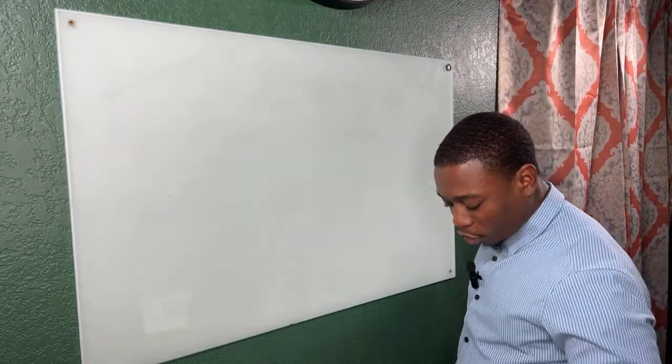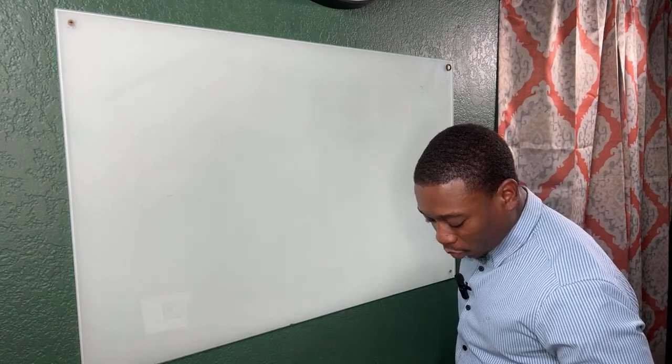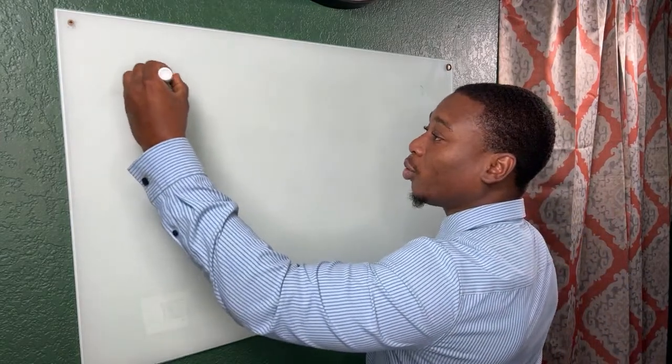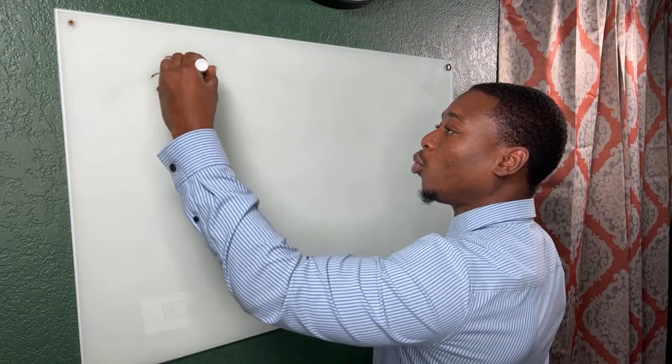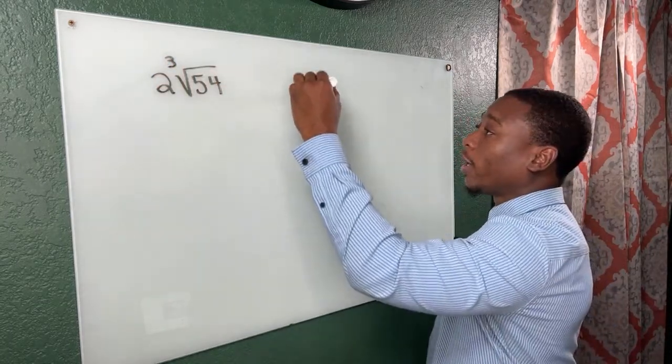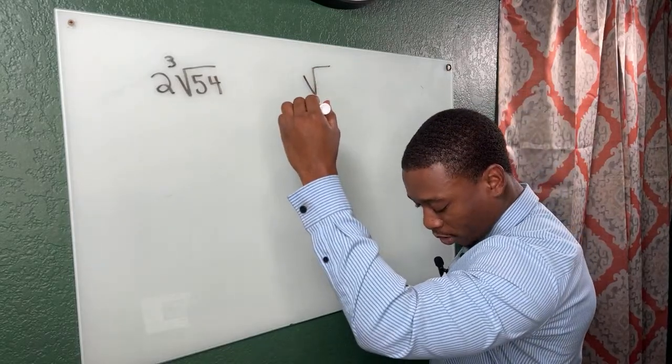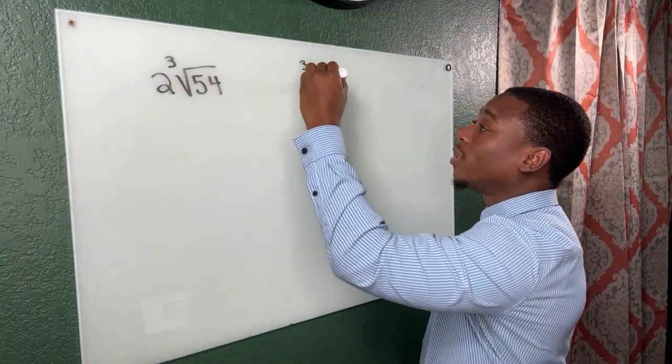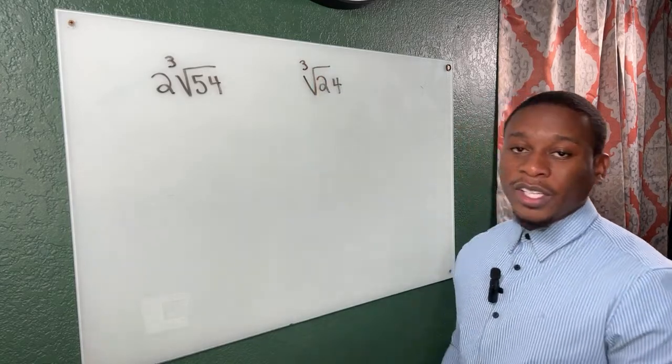All right, so we go to our cube roots, right? And we're going to do 2 examples. So we have 2 times the cube root of 54. And then in our second example, we have the cube root of 24. None of these are perfect cubes.